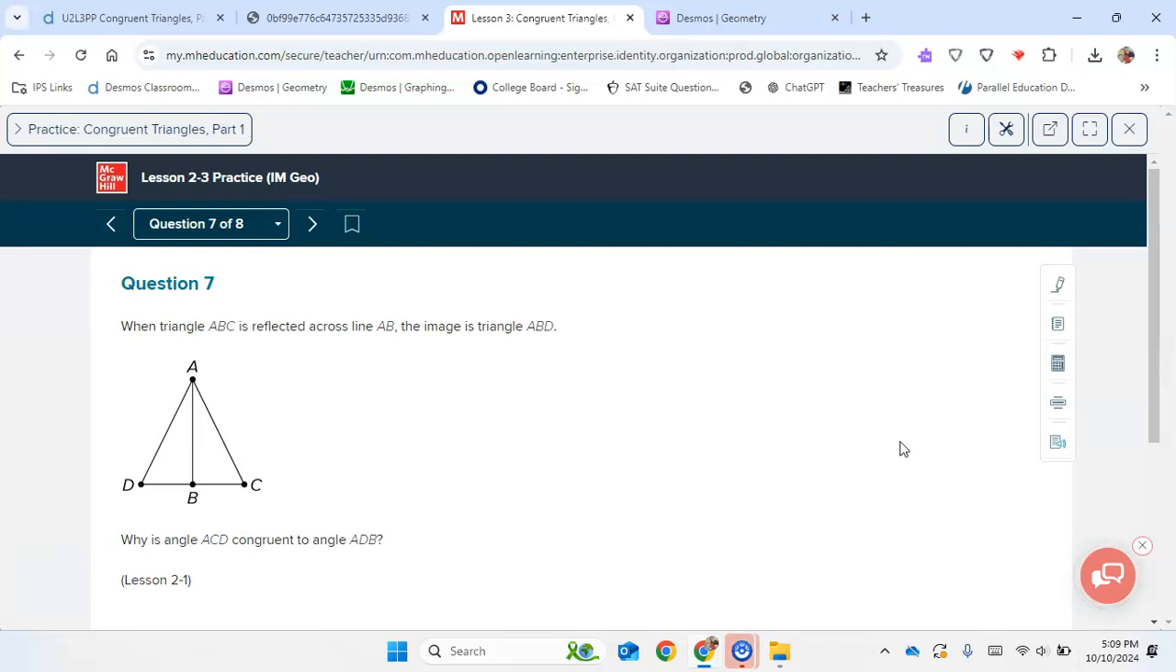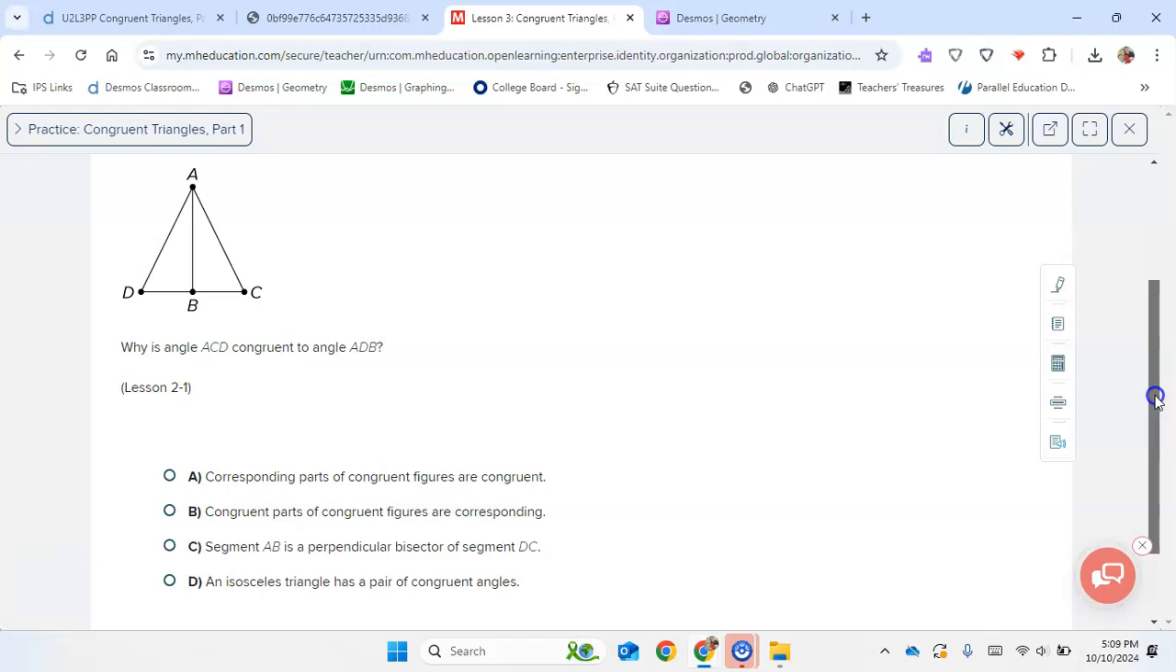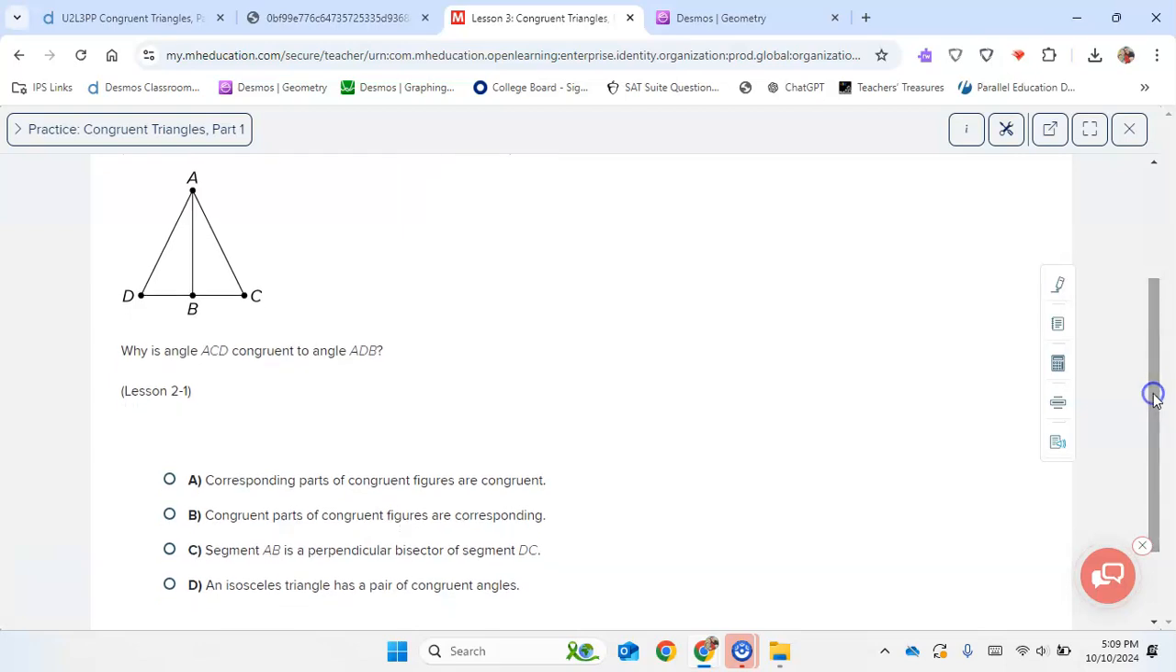Question 7. When triangle ABC is reflected across line AB, the image is triangle ABD. Why is angle ACB congruent to angle ADB? ACB is angle C and ADB is angle D, and they are corresponding parts of congruent triangles. Corresponding parts of congruent figures are congruent.